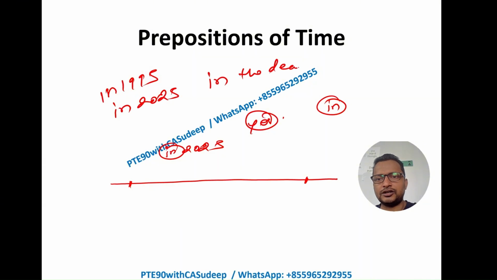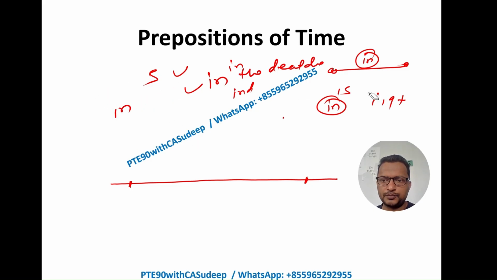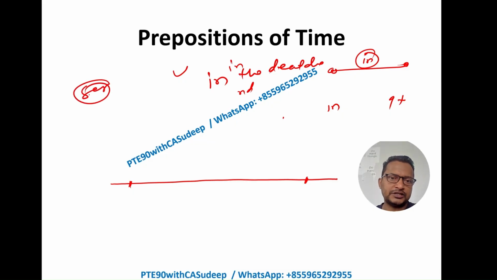the decade is also considered a long period. So if you are referring to a long period of time, put in in front of that particular one, like in 1995, in 2025, in the decade, in the century, in the 15th century, in the 19th century, like that, right? So if we are referring to a year, or a year is considered a long period, put in. Then seasons, right? Like in the rainy season, in monsoon, in fall.